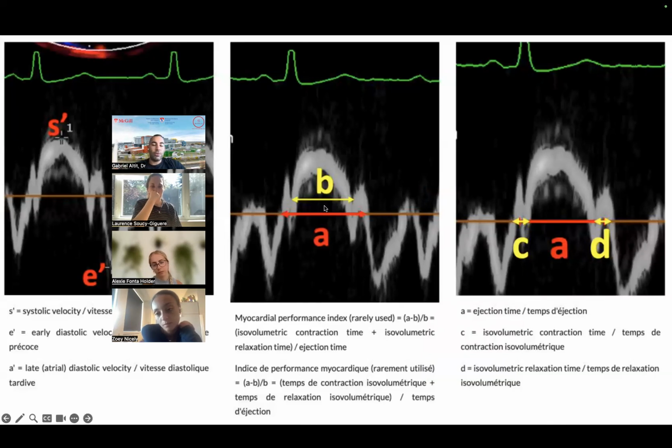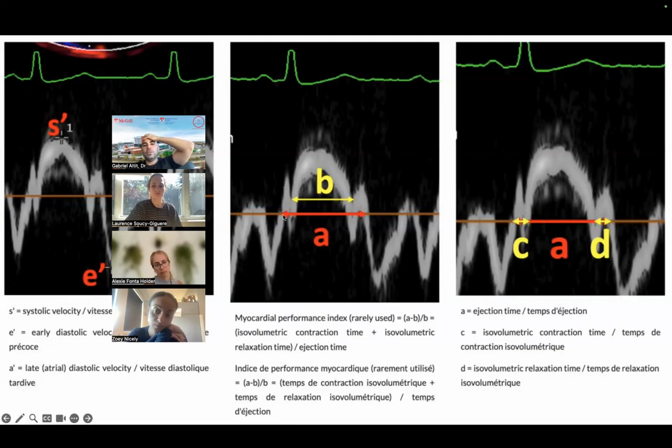And so you can do this wherever you're obtaining a TDI, either the RV free wall, the septum, which is typically given to the left ventricular cavity for this particular metric, or the LV free wall, which sometimes is more difficult to obtain because you might be less aligned.